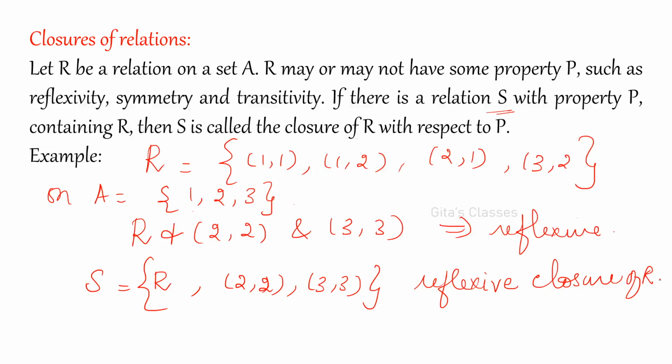That means to make it reflexive, whichever elements are missing, you add them. By adding the minimum number of elements, you should add these two, (2,2) and (3,3). If you add them, then only it will become reflexive. R along with these elements will be called the reflexive closure of R. So whichever are missing to make it reflexive, you add them along with the relation R. That is called the reflexive closure of R. We'll see one more example.